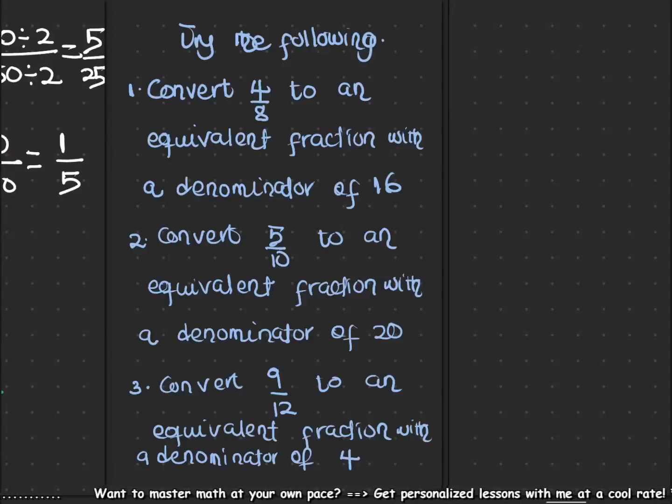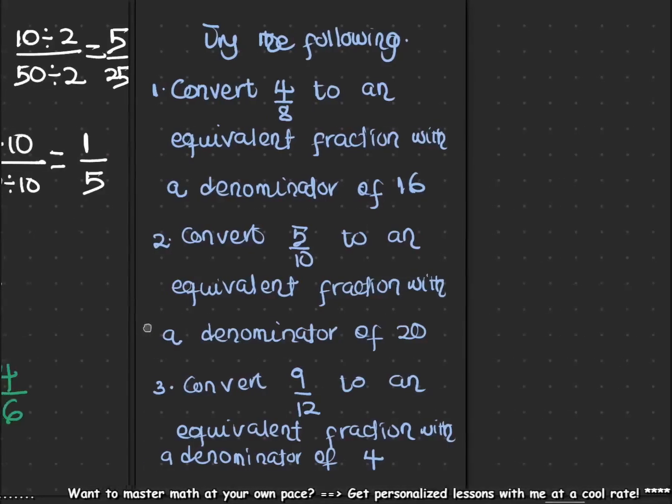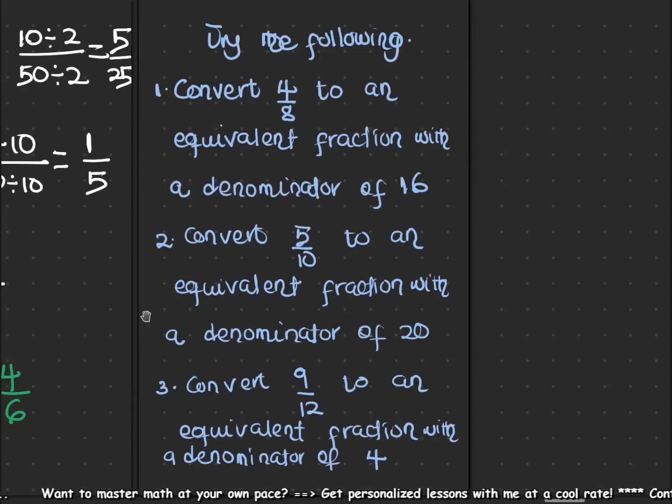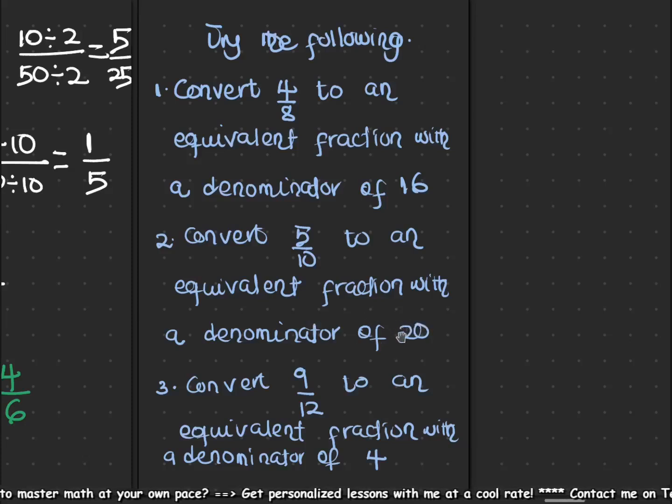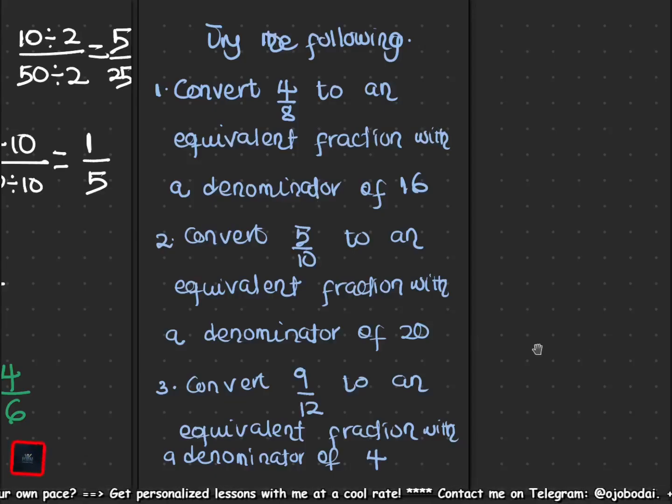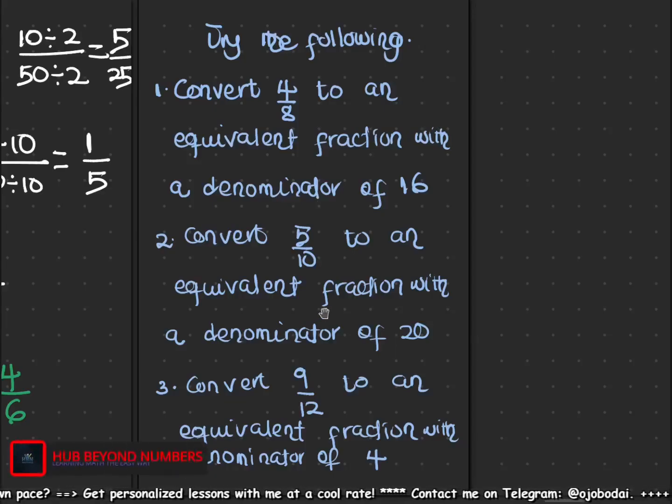So here are our exercises. You have to try the following. Convert 4 over 8 to an equivalent fraction with a denominator of 16. Convert 5 over 10 to an equivalent fraction with a denominator of 20. And then convert 9 over 12 to an equivalent fraction also with a denominator of 4.